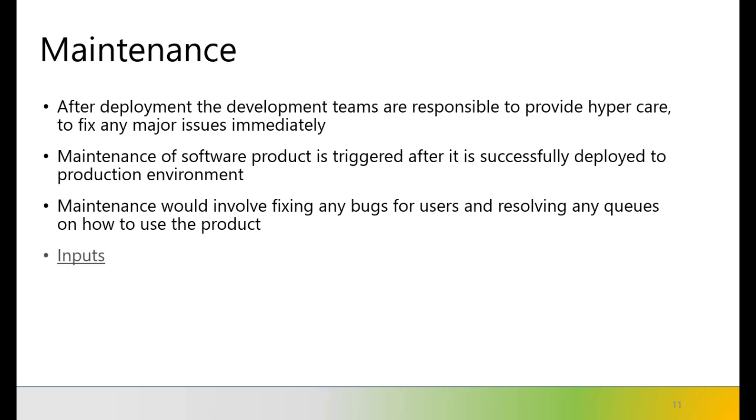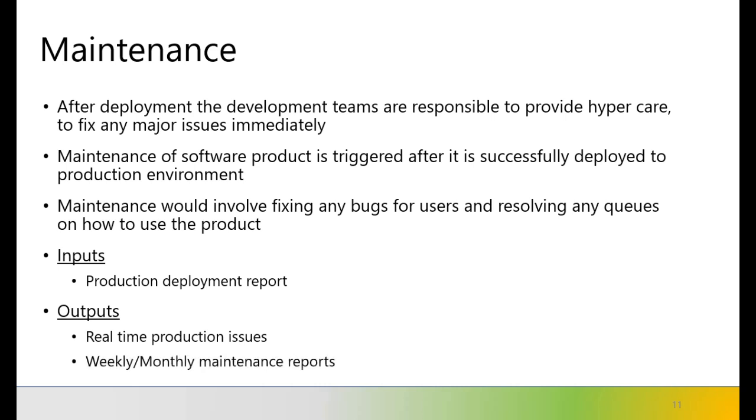Okay, and again, what are the inputs? The inputs would come from the outputs of the earlier phase, which was the product deployment report, and your outputs are basically the real-time production issues that you get on a daily basis. During the maintenance phase, the leadership connects to have weekly and monthly maintenance reports generated, so that the application information can be kept in mind.